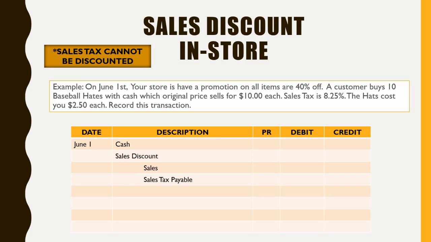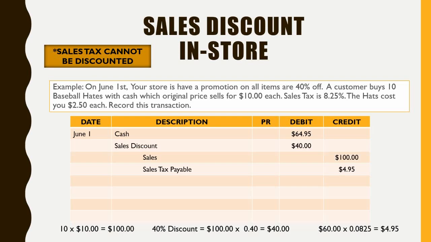How much tax are you actually going to be charging on? Are you going to charge for the full $100 or for the discounted amount? The discounted amount. So in this case, sales was $100, the sales discount was $40, and the tax is off the $60, because that's what you actually sold in the store. 8.25% of $60 is $4.95. So the total cash you should receive is $64.95.